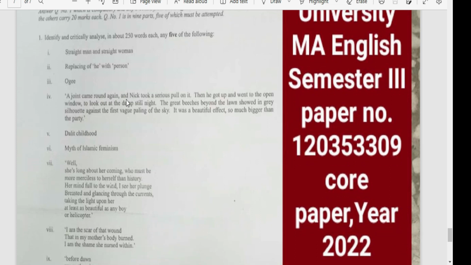And then this is 22 again, gender elective. So straight man and straight woman, replacing he with person.